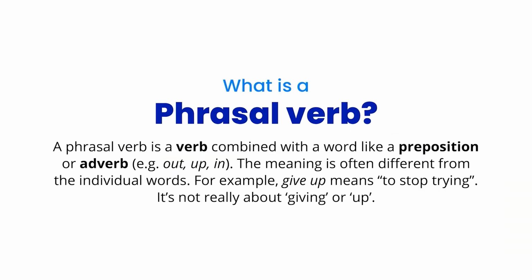The first thing we need to talk about is what is a phrasal verb. Well, a phrasal verb is a verb combined with a word like a preposition or an adverb. For example, out, up, or in. The meaning is often different from the individual words. For example, give up means to stop trying. It's not talking about giving or up.